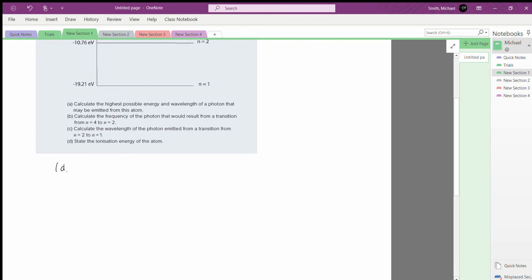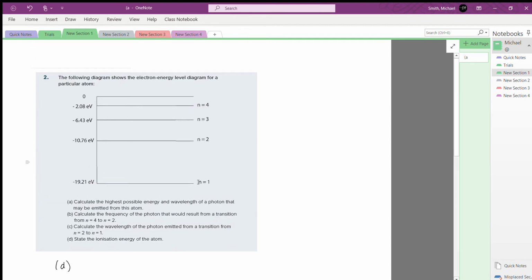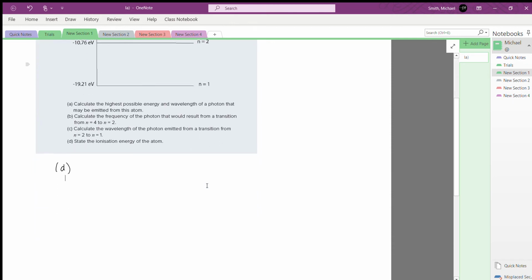If we're trying to determine the maximum possible energy, that's just the energy corresponding to the n equals 1 level. So here the maximum energy is just 19.21 electron volts, or we can convert that into joules simply by multiplying by the charge of an electron, which gives us 3.07 times 10 to the power of minus 18 joules.